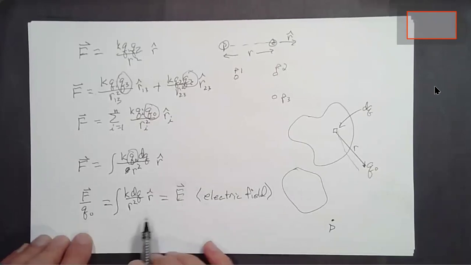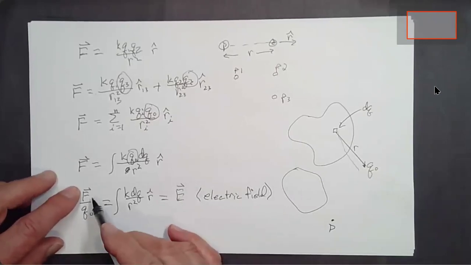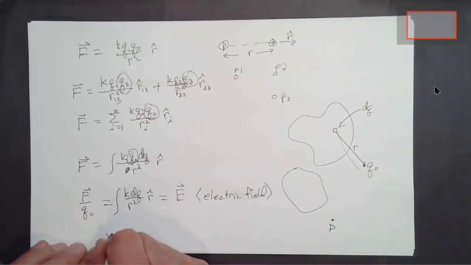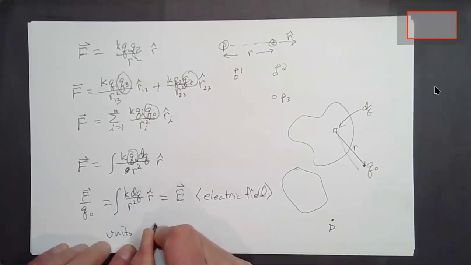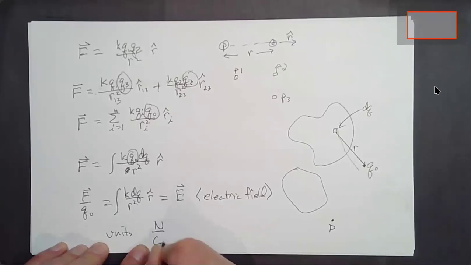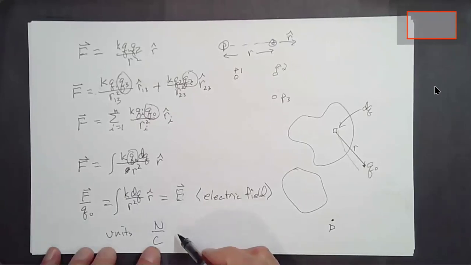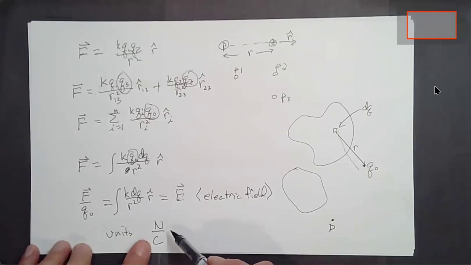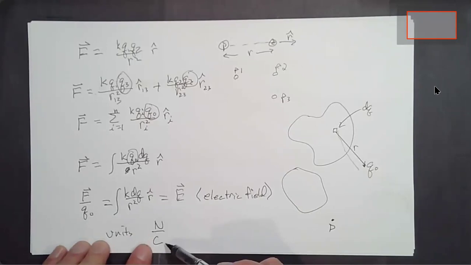Now, units of the electric field. Force is measured in newtons. This is measured in coulombs. So the units will be newtons per coulomb, at least for a little while. We're going to introduce a new concept in the next chapter or two, and I can't remember if it's the next chapter or the one after that. But there's an alternate unit for electric field, but I think we have to introduce electric potential first to get those other units. But this is good enough, newtons per coulomb.